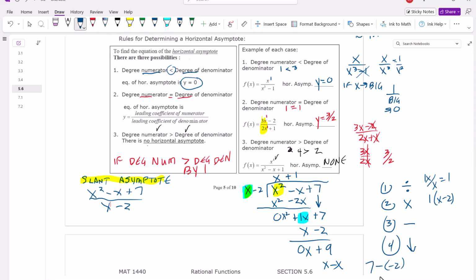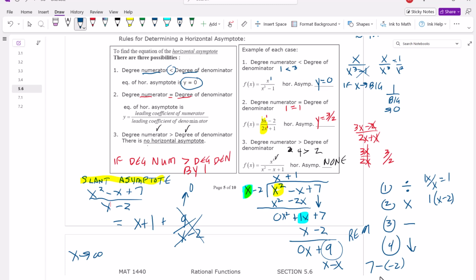Now, this is what you call your remainder. So what you end up doing when you divided this, you ended up getting x plus 1 and a remainder of 9. Now, you learned how to do this even in elementary school. You take the answer and you put the 9 over the divisor. So what happens is if x goes to infinity, this thing goes to 0, because if you take 9 divided by an infinitely big number, it goes to 0.